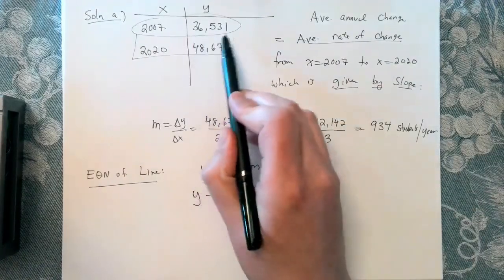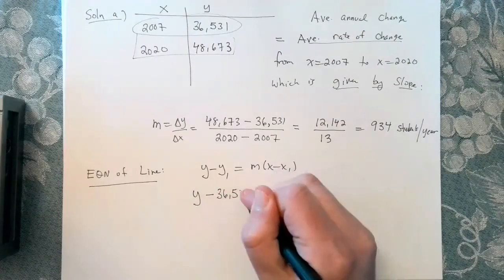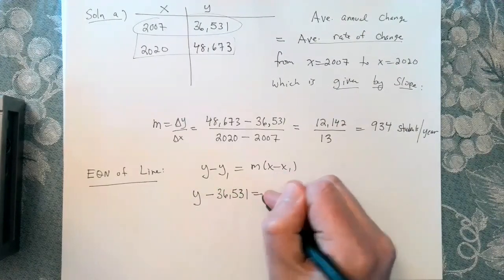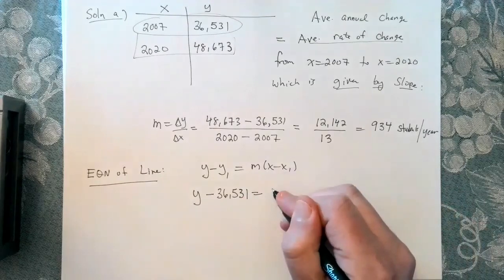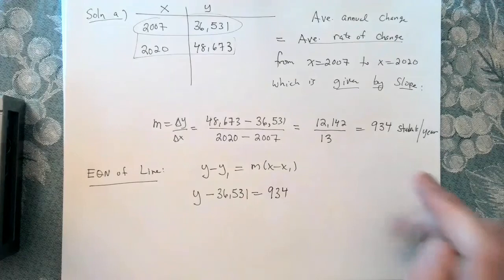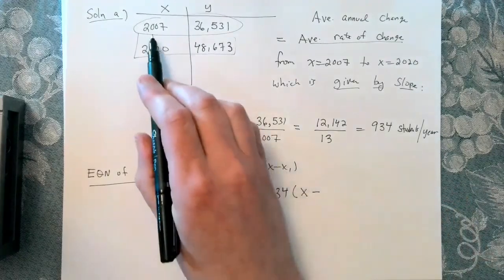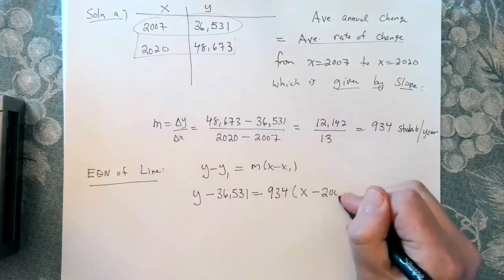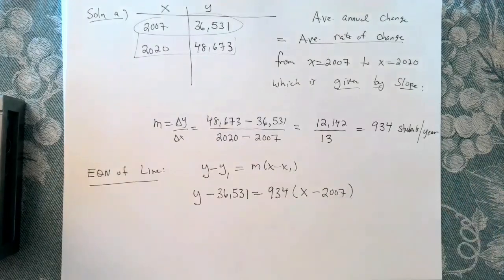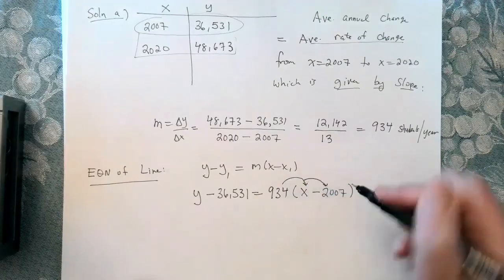Okay, so y1 will be this, 36,531. M, our slope, we found to be 934. Remember that corresponds to the average rate of change. And then x minus x1, well, x1 here is 2007. And now we just use algebra. So let's use the distributive property.